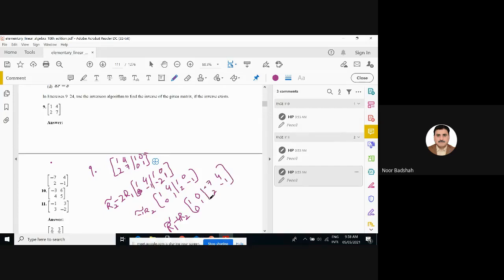So this is the inverse in this case. A inverse will be minus 7, 4, 2, and minus 1, which is the required answer in this case.